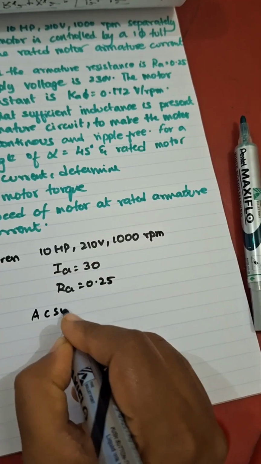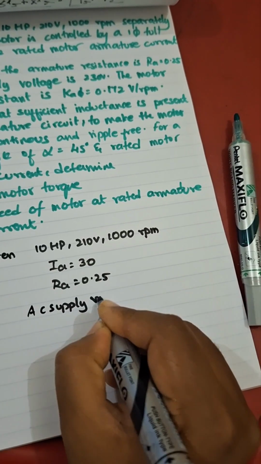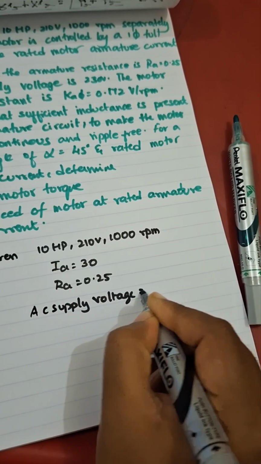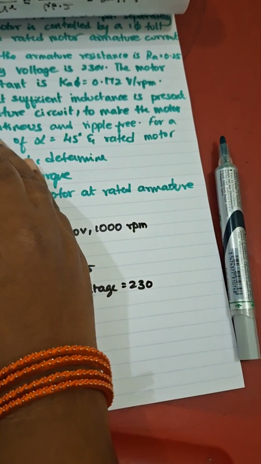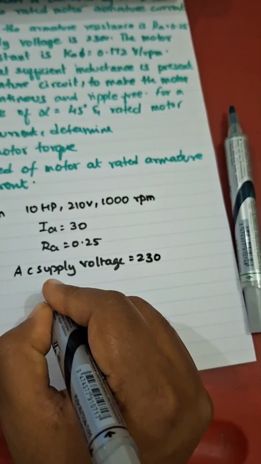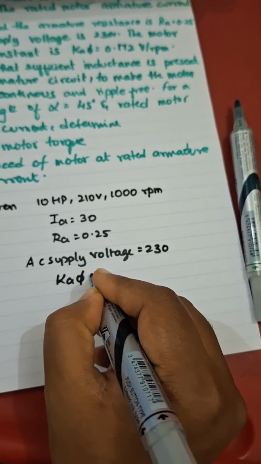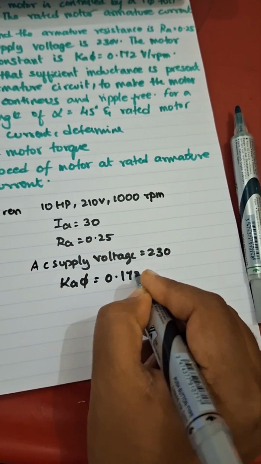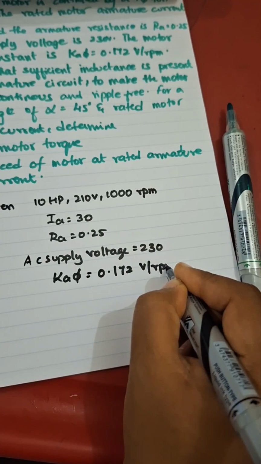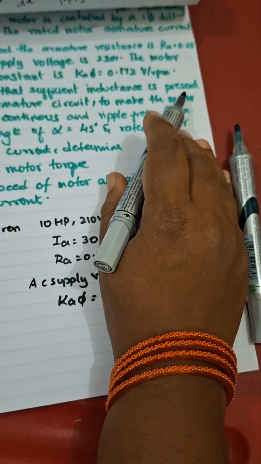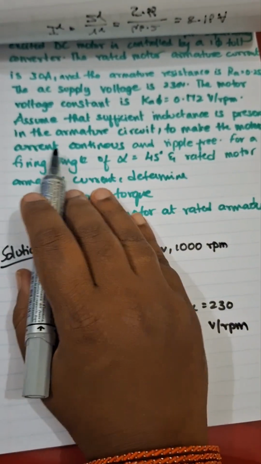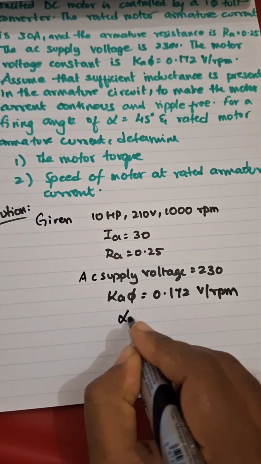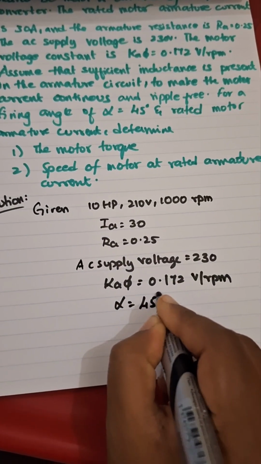The AC supply voltage is 230 volts. Then the motor voltage constant is Kaφ, given as 0.172 volt per rpm. Assume sufficient inductance is present in the armature circuit, so the motor current is continuous and ripple free. The firing angle is also given as 45 degrees.